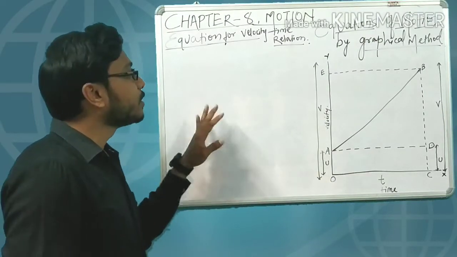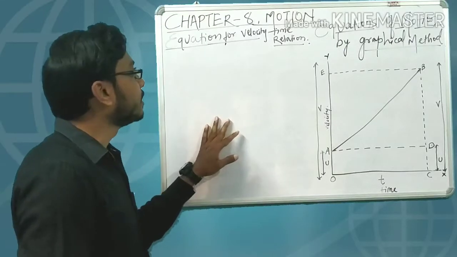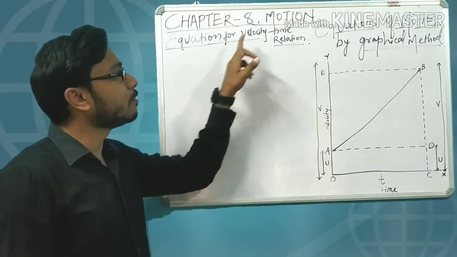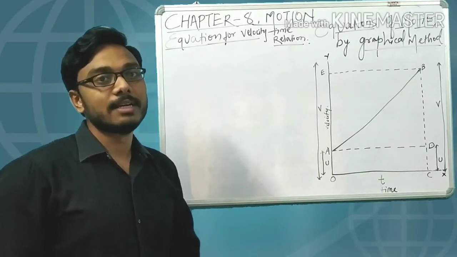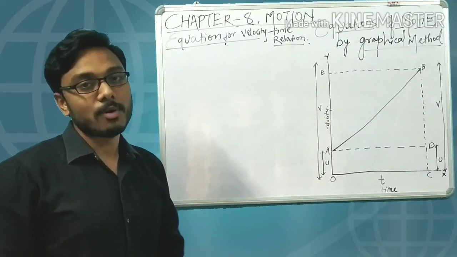So in this class we are going to talk about the equations of motion by the graphical method. And the first equation we are going to talk about is the equation for velocity time relation. In the previous classes we have studied about the introduction of motion, about the uniform and non-uniform motions.